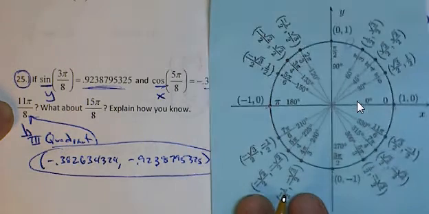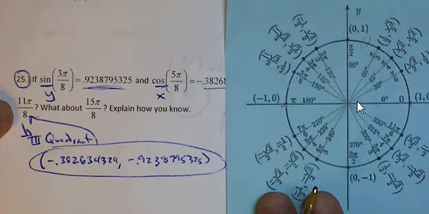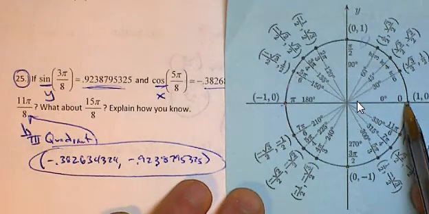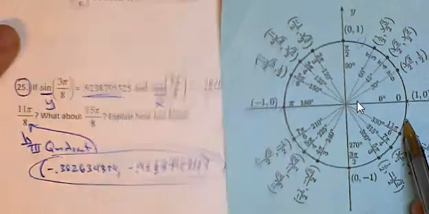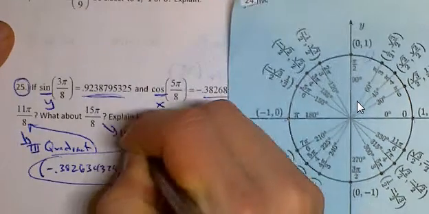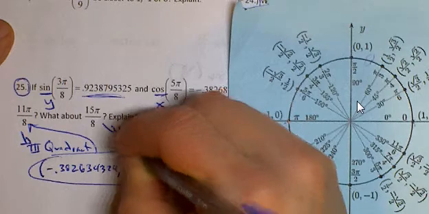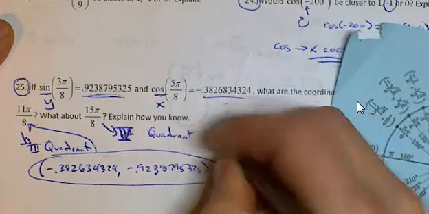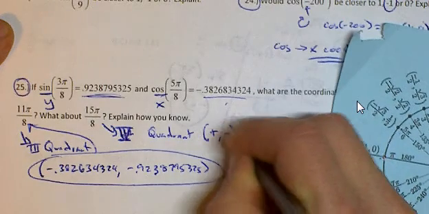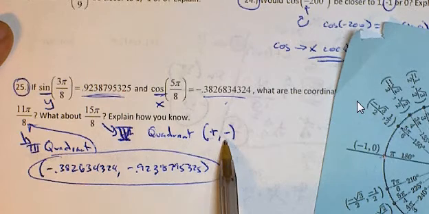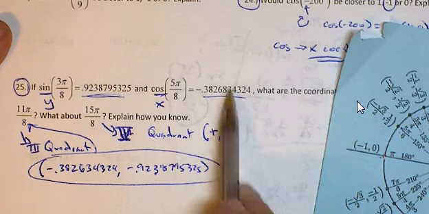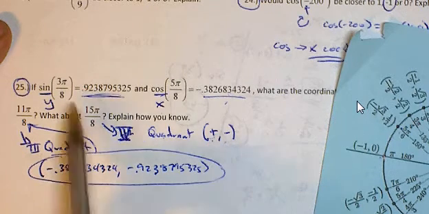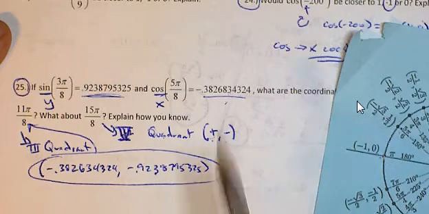15 pi over 8 is really close to 16 pi over 8. 16 pi over 8 would be all the way around the circle back at 2 pi. So 15 pi over 8 must be right over here in the fourth quadrant, which means that my x-coordinate is going to be positive, but my y-coordinate is going to be negative. The x-coordinate is this number, but it's going to be positive now instead of negative because I'm in the fourth quadrant. And my y-coordinate is this number, but it's going to be negative now for the same reason.